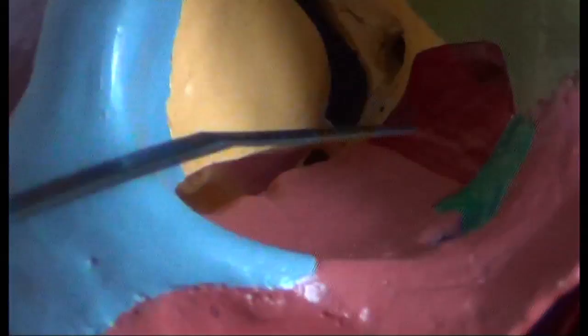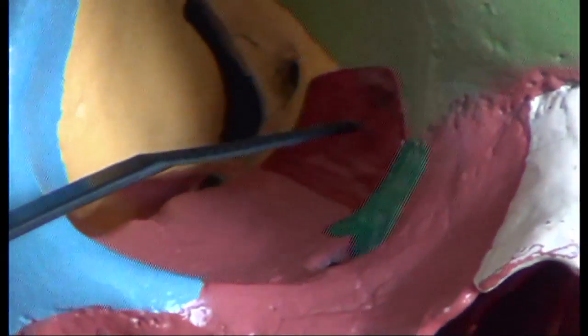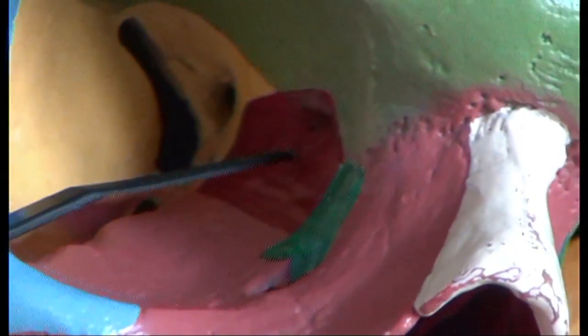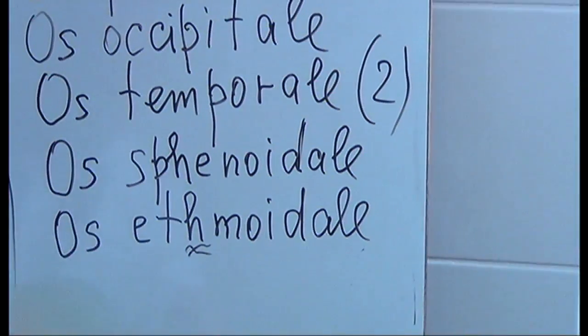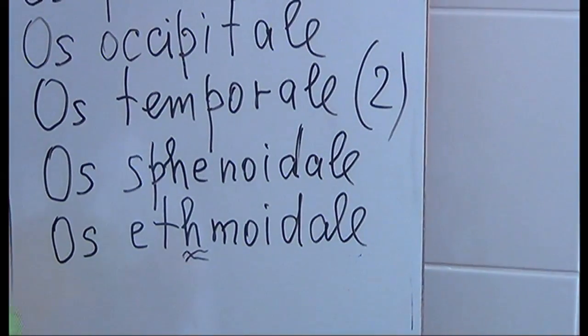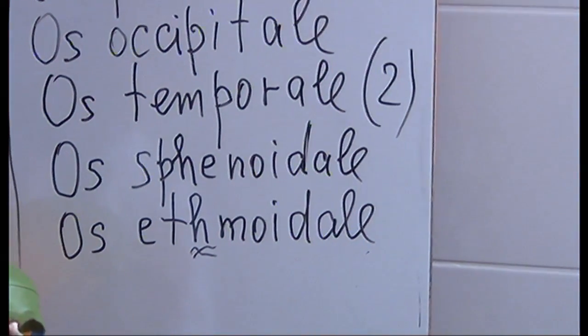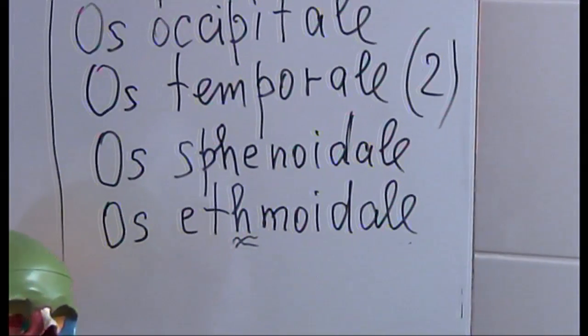Close to it we can find the bone which belongs to the neurocranium. We already know it. It's os ethmoidale. Here it is, in our skull, os ethmoidale.